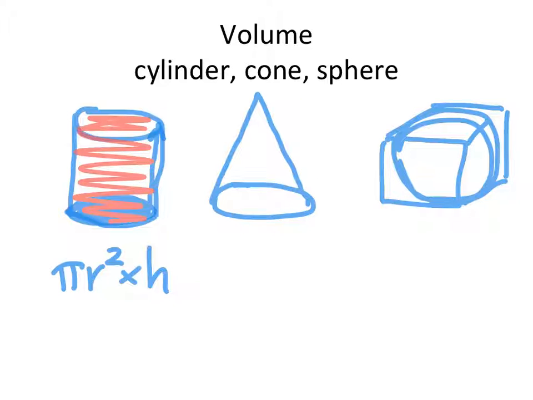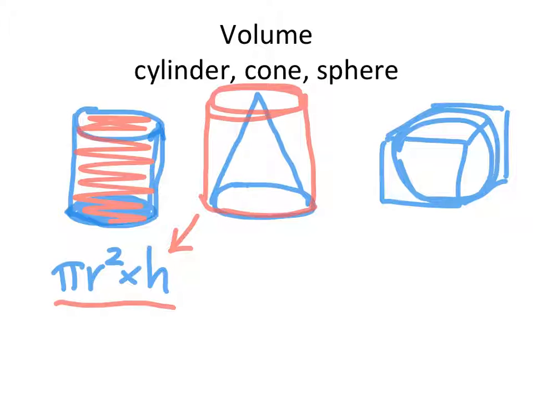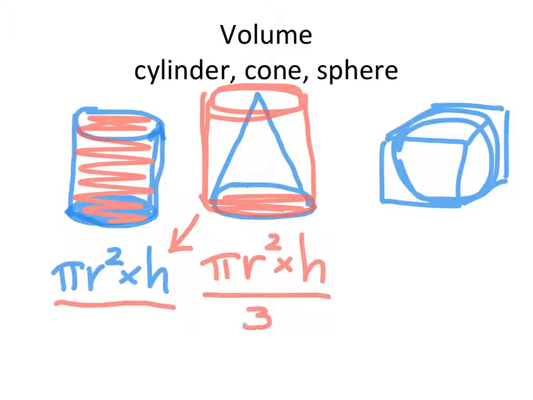The volume of a cone is actually very similar. We know that if we built a cylinder around this cone, it would take 3 of the cones to fill the cylinder. So if we find the volume of the cylinder, just like we did here, pi r squared, that's the base, times the height, that will give us the volume of the entire cylinder. But we know that the cone only takes up a third of that space. So we need to divide that by 3 to get the volume of just the cone.